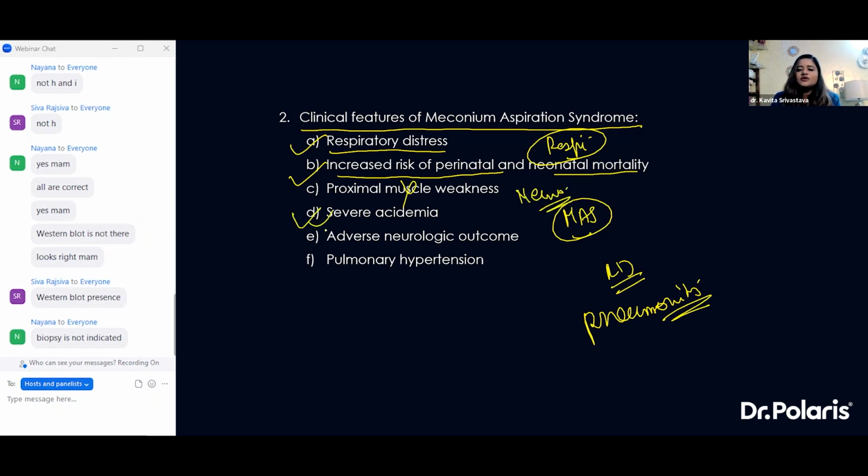Severe acidemia. So we all know whenever there is respiratory distress, we do an ABG test in which we look for acidosis because the oxygenation is not proper in the body. So severe acidemia can happen because of meconium aspiration syndrome. Adverse neurological outcome. Is this possible in this case? Can a baby of meconium aspiration syndrome have adverse neurological outcome?